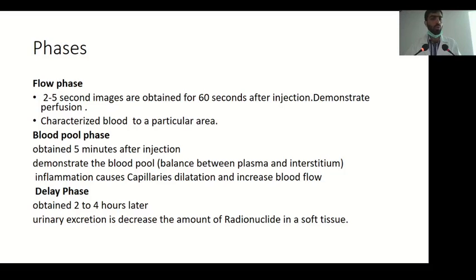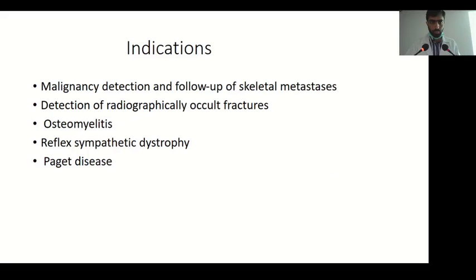Delay phase is obtained 2 to 4 hours later. Urinary excretion decreases the amount of radionuclide in the soft tissue. Indications: malignancy detection and follow-up of skeletal metastasis, detection of radiographically occult fractures, osteomyelitis, reflex sympathetic dystrophy, and Paget disease.